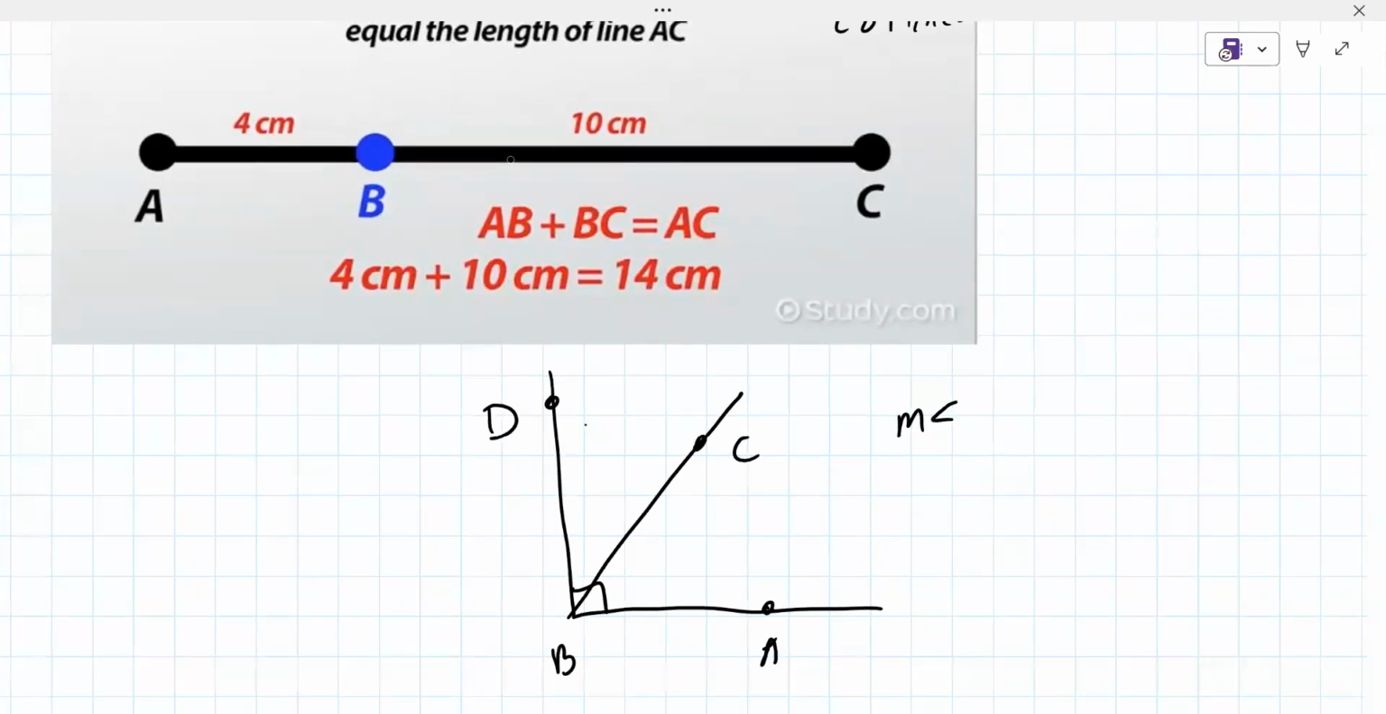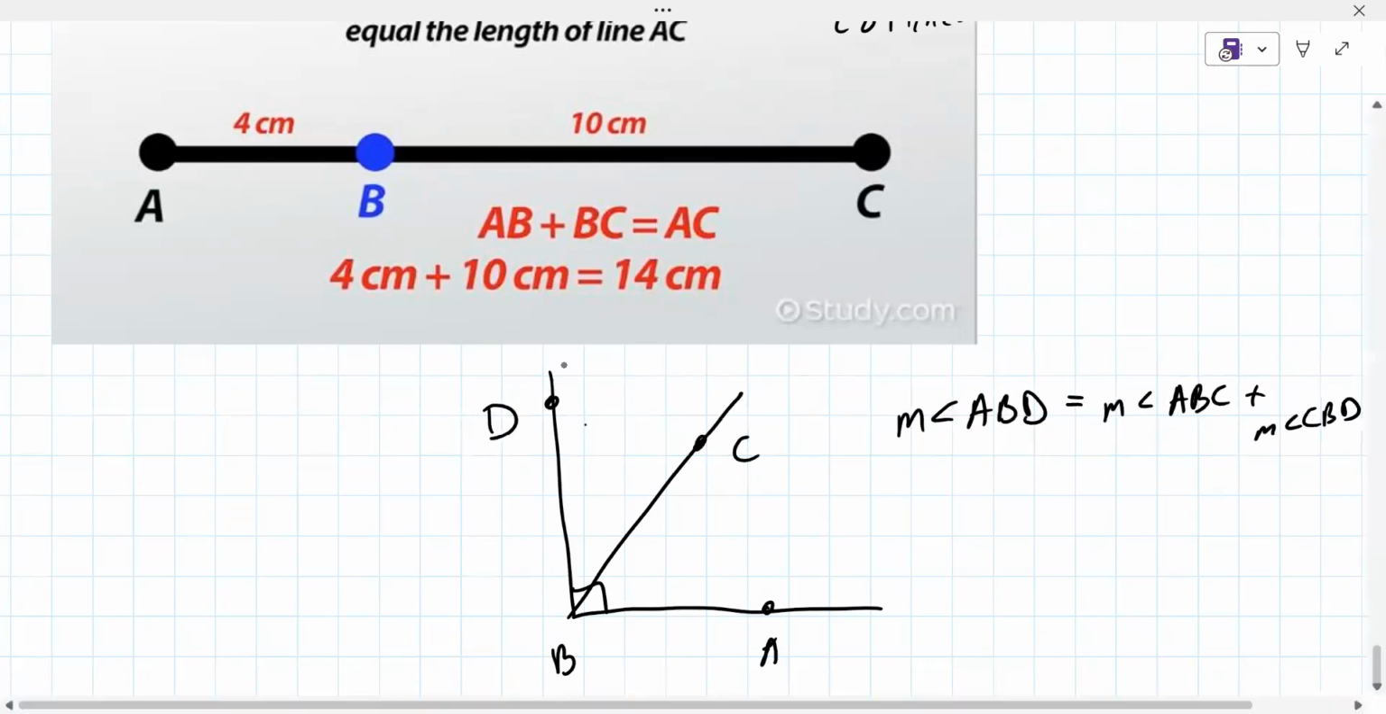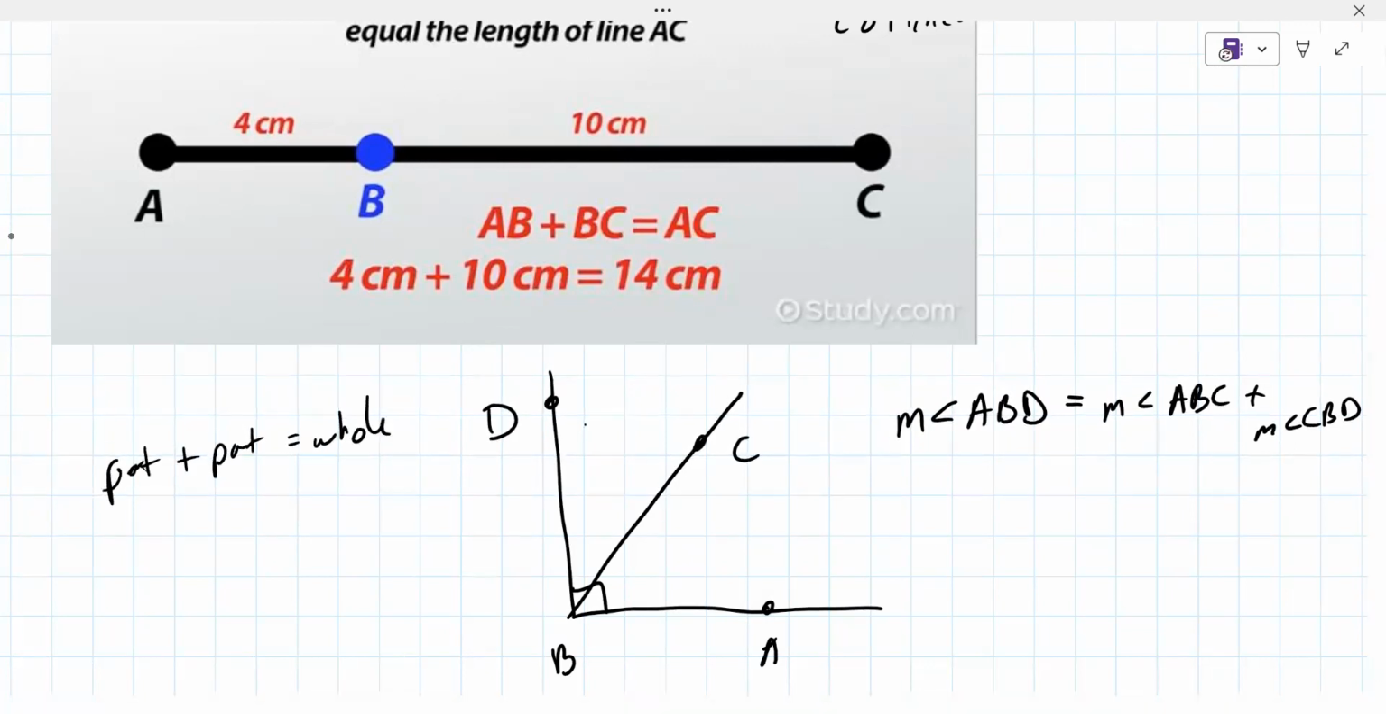We know that the measure of angle ABD, the big one, which just happens to be 90, is equal to the measure of angle ABC plus the measure of angle CBD. So it's just saying that the two parts add up to the whole. Part plus part equals the whole. And you could have more than one part. It's not just limited to 2 parts adding up to the whole. It could be 3 parts, it could be 4 parts.